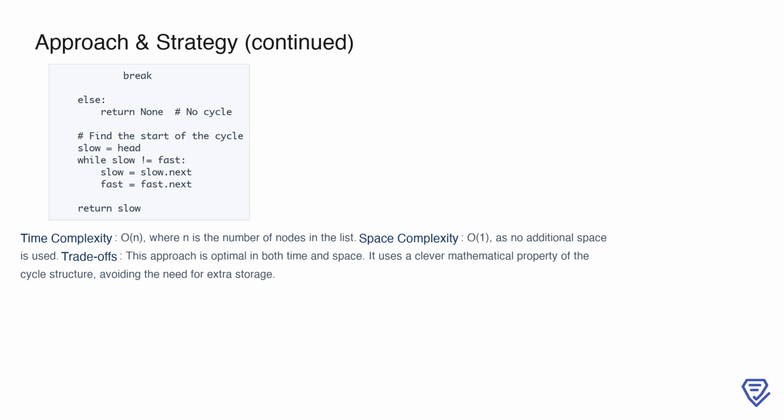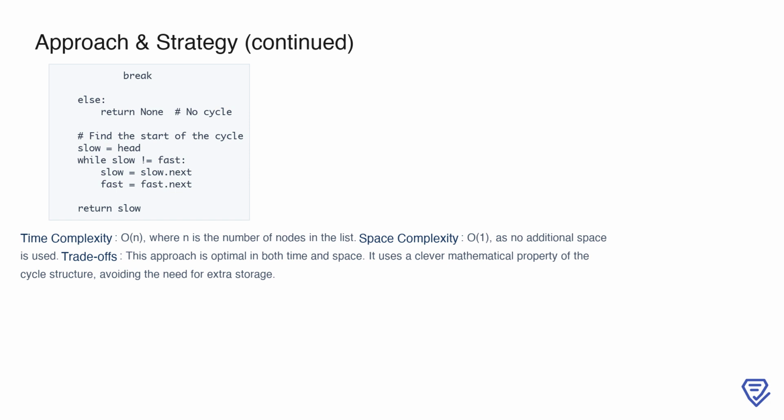However, if the slow and fast pointers meet, we've confirmed the existence of a cycle. At this point, we reposition one of the pointers back to the head of the list while leaving the other at the meeting point. Both pointers then move one step at a time. The point at which they meet again is the start of the cycle.